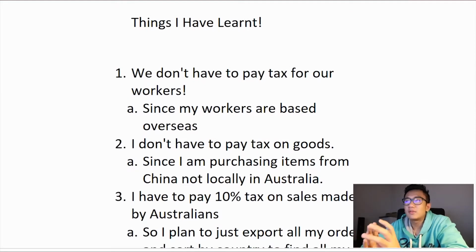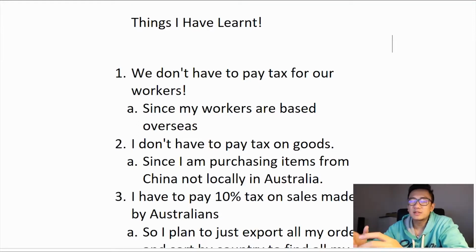Number one, I don't have to pay taxes for my VAs, for my workers, since they're not based in Australia. I think companies who hire people from Australia have to pay tax or give them extra wage, something like that. I luckily do not have to deal with that issue.